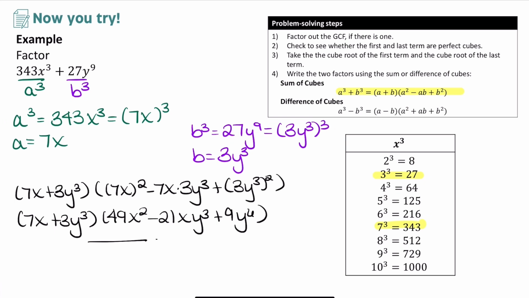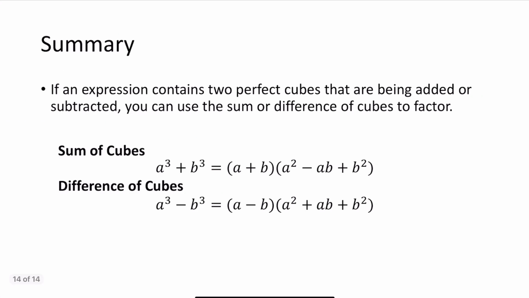So here, when I plug into the sum of cubes factoring pattern, I have a plus b, so 7x plus 3y cubed, times a squared, so 49x squared, minus the product, so 21xy cubed, plus 9y to the 6th. So remember, if an expression contains two perfect cubes that are being added or subtracted, you can use the sum or difference of cubes to factor.